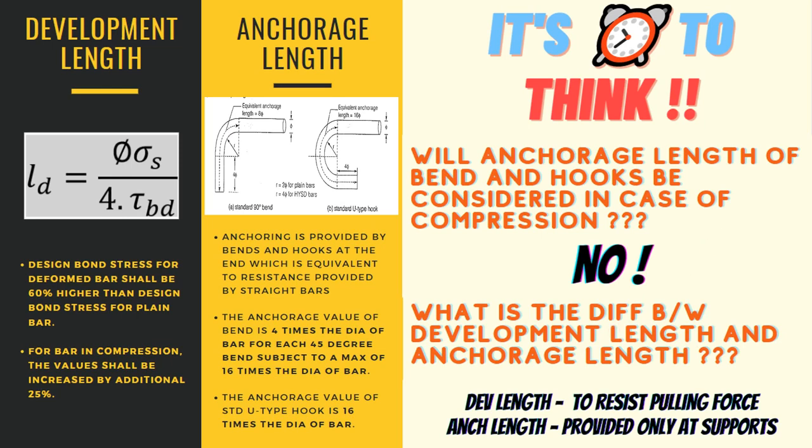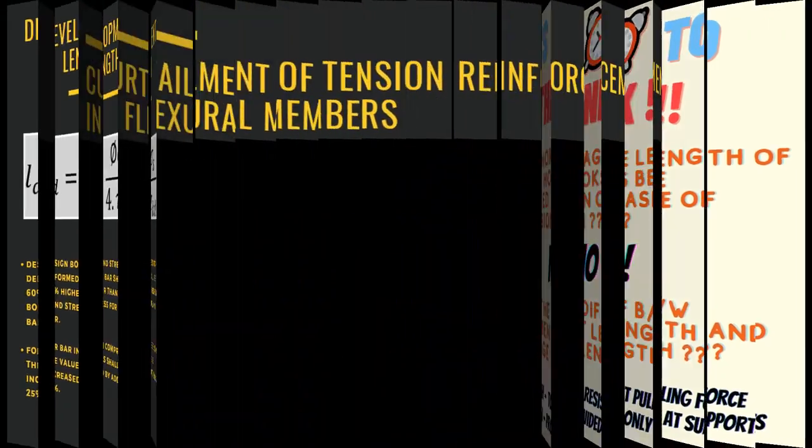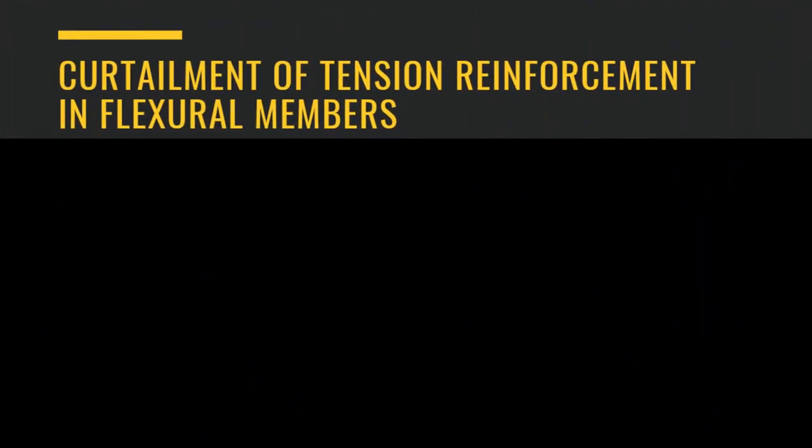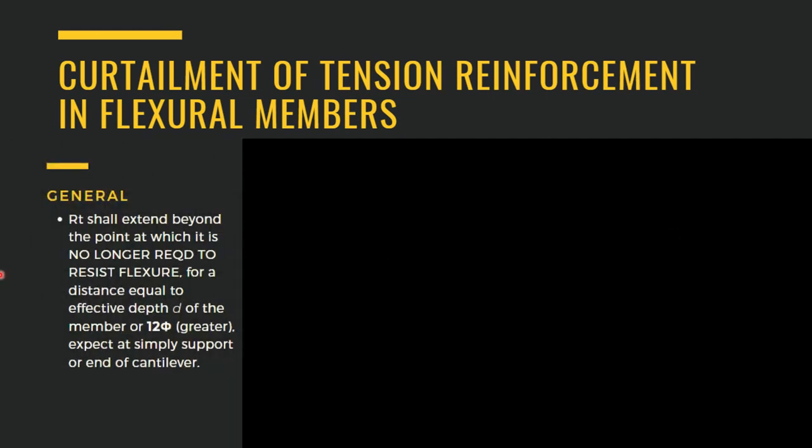Now we shall move on to the curtailment of structural members. In general, reinforcement shall extend beyond the point at which it is no longer required to resist flexure. Where there is no need of taking the tension, we should extend the tension reinforcement for a distance equal to the effective depth d of the member, or 12 times the diameter of bars, whichever is greater, except at a simple support or the end of a cantilever.